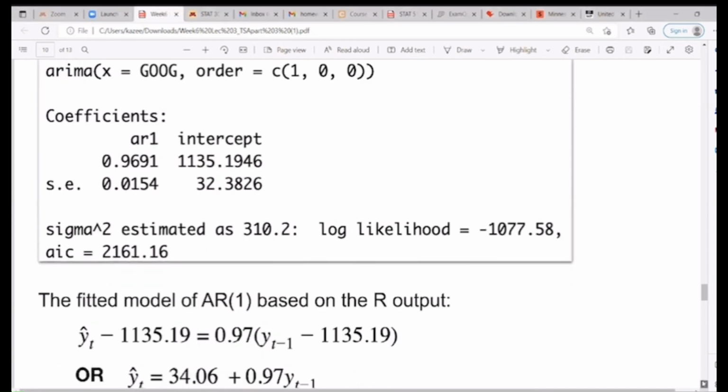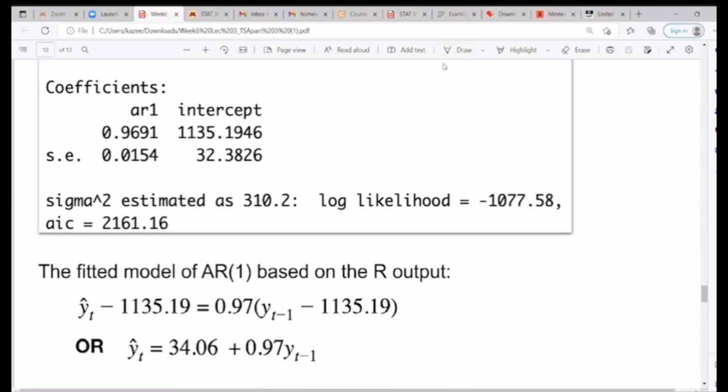Now, if I want to write the fitted model, because you can never make a prediction without first writing out your fitted model from the output, don't forget the model is basically y_t cap minus mu cap equals C1 cap times y_{t-1} minus mu cap. Take a look at that.